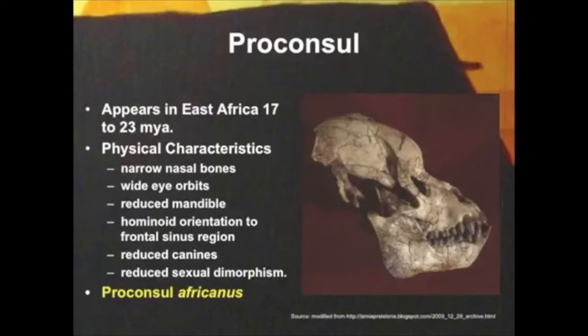Proconsul africanus presents us with very narrow nasal bones. It presents us with eye orbits that are further apart than what we see in similar living populations today. It has a very hominoid orientation to its ethmofrontal sinus region. It has a reduced mandible, reduced canines, a single cusp on the 3rd premolar, very thin enamel, and molar crowns that have sharp, bony ridging and cusping.